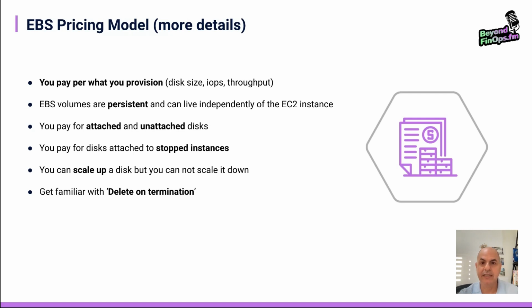Delete on termination is a checkbox that is configured when you spin up EC2 instances. This actually tells the AWS platform what to do with the volume once the EC2 instance is deleted. If the checkbox is checked, we will also delete the EBS volume attached to the EC2 instance once the EC2 instance is deleted. But if we uncheck this checkbox, the EBS volume will remain even if the EC2 instance was deleted.